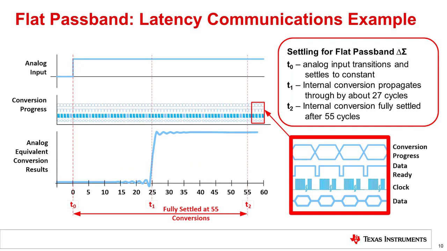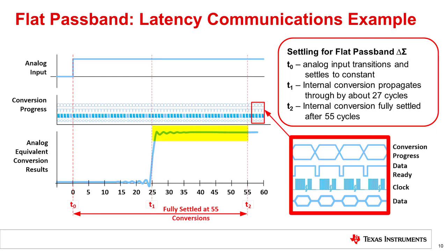This timing diagram shows how settling occurs in a delta sigma converter with a high latency filter. In this example, the latency is 55 cycles, so you have to zoom in on a small segment of the conversion progress signals to see the data ready, clock, and data output. Notice that after the step is applied, the output shows almost no response until approximately 27 cycles. This is approximately half of the total latency and is equal to the group delay for the device.